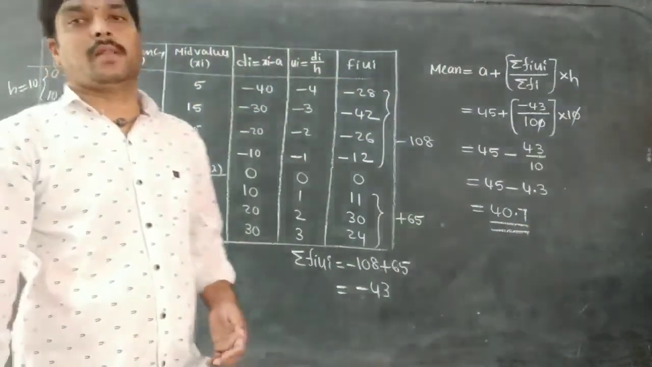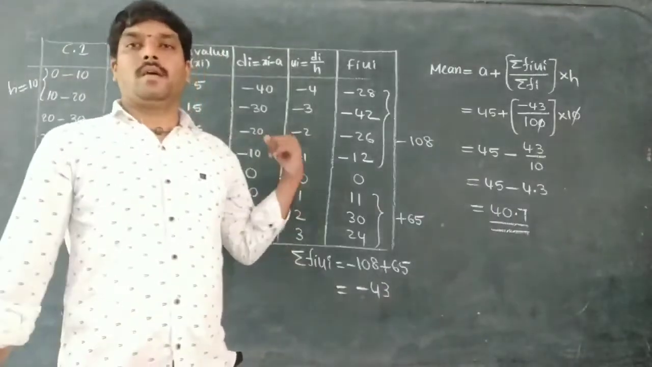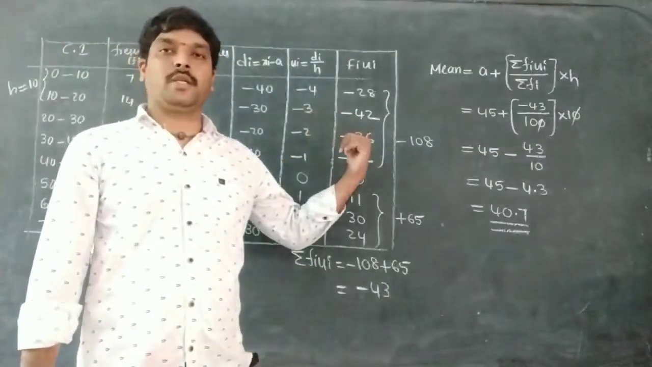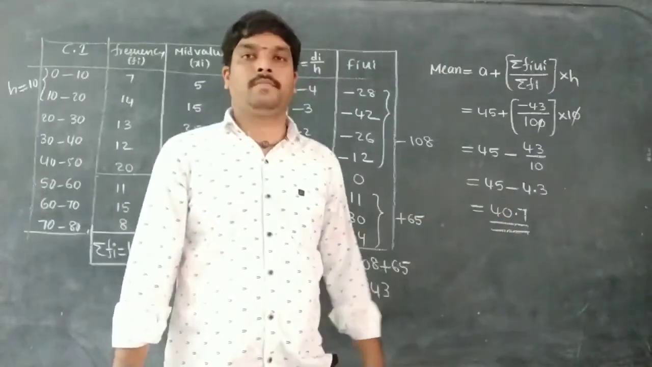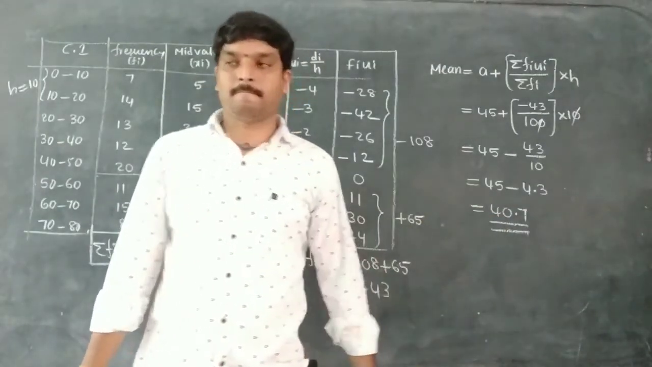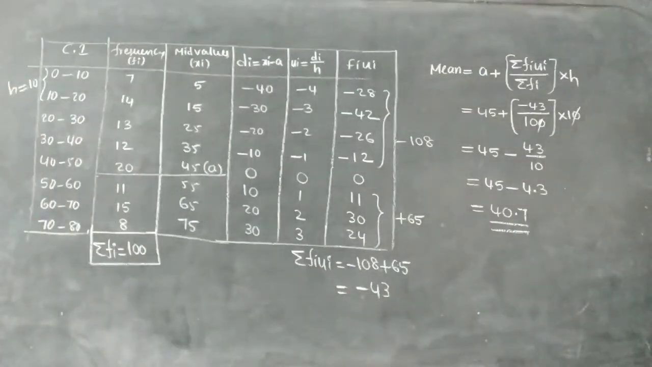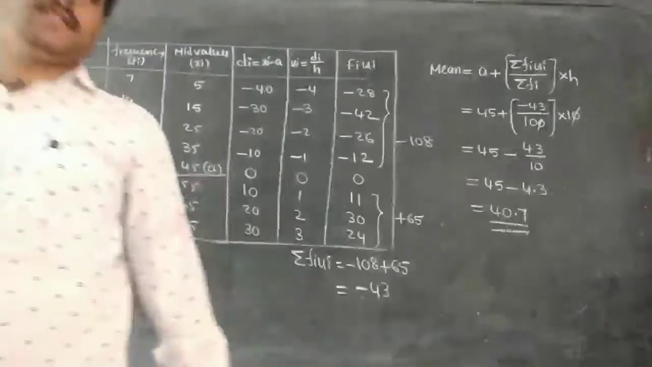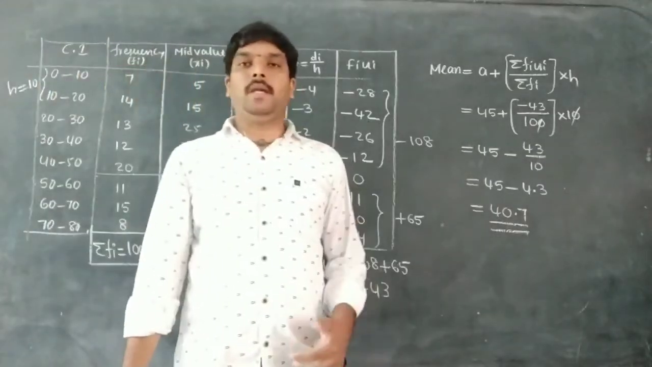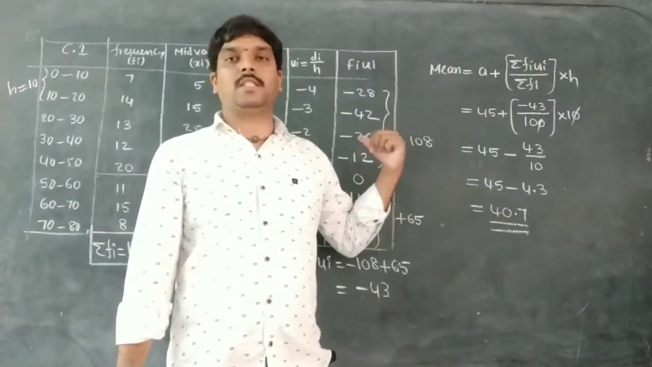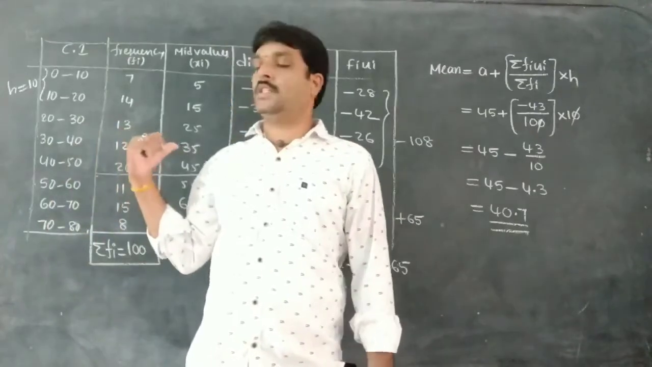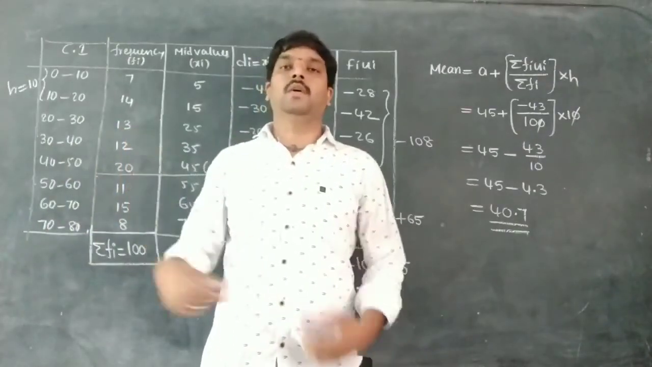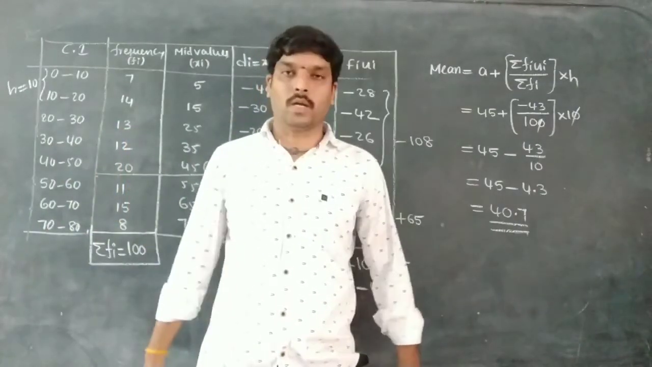In those three methods, the direct method, assumed mean method and step deviation method, the final answer is 40.7 only. It won't change. This is called mean: direct method, deviation method, step deviation method. It is called a central tendency value. Next, after the first central tendency value, we will go through median and mode.